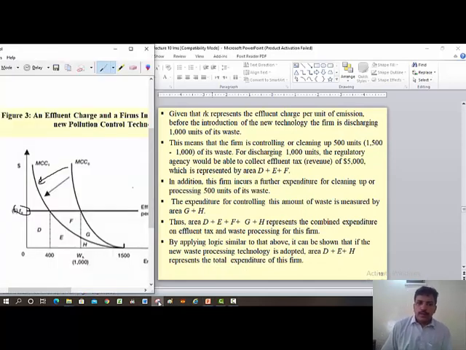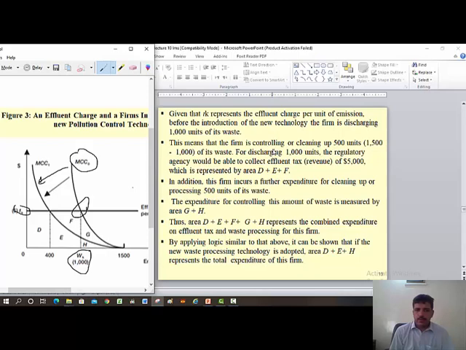So, given that TK represents the effluent charge per unit of emission before introduction of new technology, the firm is discharging 1,000 units. If you look here, the initial MCC of the firm is MCC naught. At this MCC naught level, it intersects this TK at this point. So, initially, the firm is discharging 1,000 units of waste. Due to the effluent charge, it is controlling 500 units because the total output is 50. The total waste discharge is 1,500. If it is discharging 1,000, it means that it is controlling 500 units.